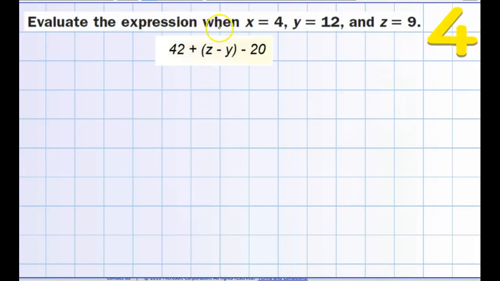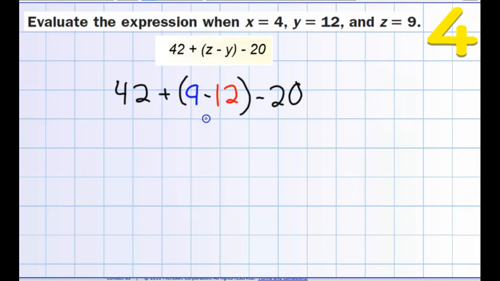Next one, we're going to evaluate the expression when x equals 4, y equals 12, and z equals 9 again. So we have 42 plus our z, which is 9, minus our y, which is 12, minus 20.